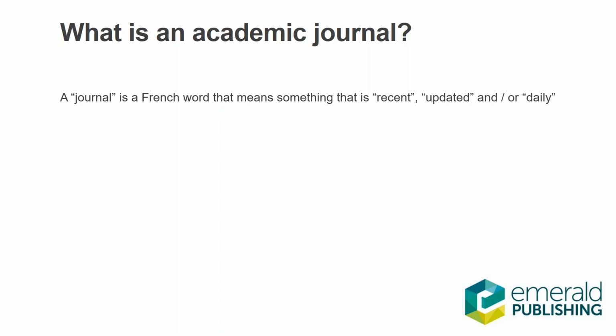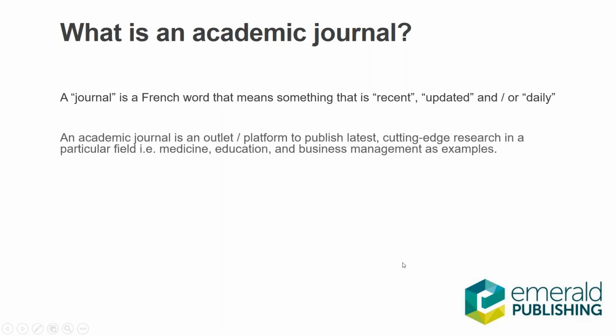It depends upon the journal when it decides the frequency of publication. Sometimes there are journals that publish 12 issues a year. Sometimes there are journals that issue only 5 issues a year. So it depends upon the journal. By the way, journal means something which is recent, updated, and daily. An academic journal is an outlet where you can find cutting edge research in a particular field. This can be medicine, education, business and management, history, technology, and the like.